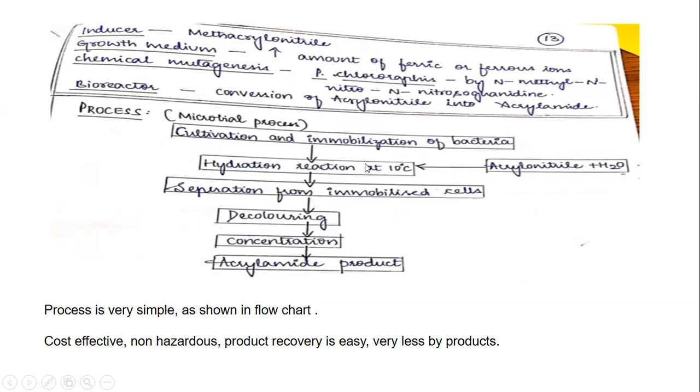So the process is very simple as shown in this flow chart. Only hydration, then acrylonitrile plus H2O by amidase. Then after that separation, decoloring, concentration, and the recovery is very easy. It's non-hazardous, cost-effective, and has very few byproducts.